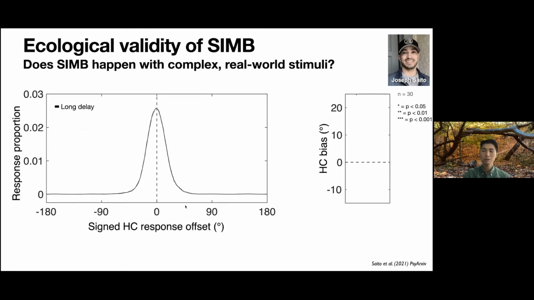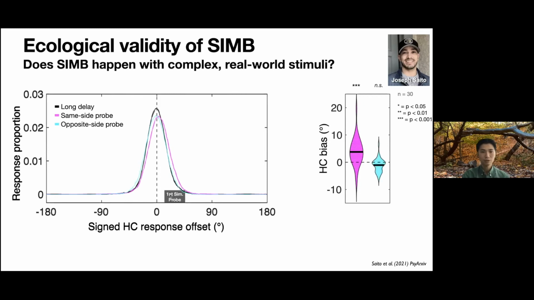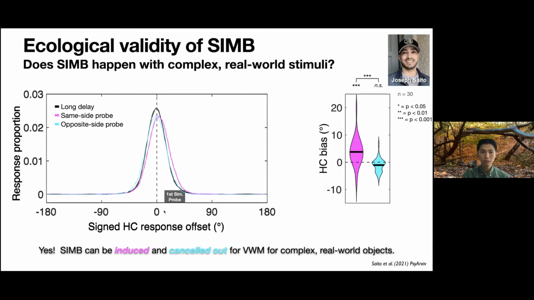Showing you the response offset distribution for the baseline condition. Here, this is the first similar probe distance. In the same side probe condition, we replicated the systematic shift in the direction of the similar probe. That's the magnitude of the bias. In the opposite side probe condition, we see no such bias. So again, we were able to demonstrate the SIMB using more real-world stimuli, and we were also able to cancel it out.